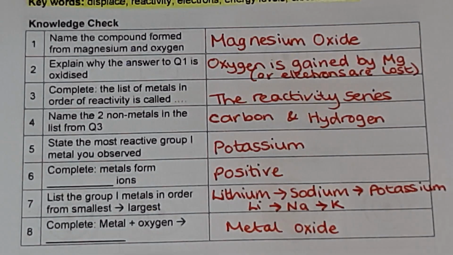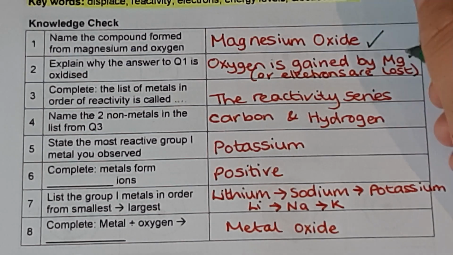Question 1. Name the compound formed from magnesium and oxygen. That's magnesium oxide. Question 2. Explain why the answer to question 1 is oxidized. Well, oxygen is gained by magnesium, or alternately you can say that electrons are lost by magnesium.